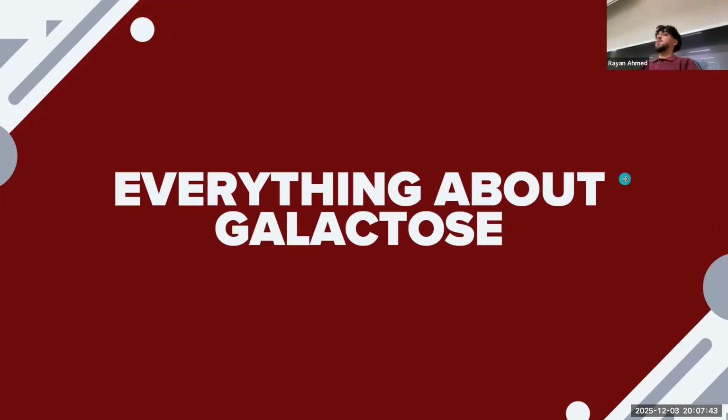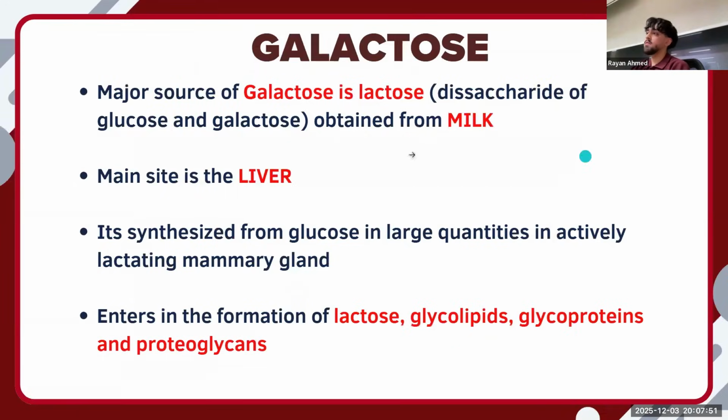Okay. Now we're going to be speaking about galactose. Very important as well. Shorter than fructose, alhamdulillah, but also very important. A little overview of galactose. Now, we already know a major source of galactose is lactose. Lactose is the disaccharide, galactose is the monosaccharide. Disaccharide of glucose and galactose, obtained from milk. Pretty simple background. Lactose and milk, we already know this.